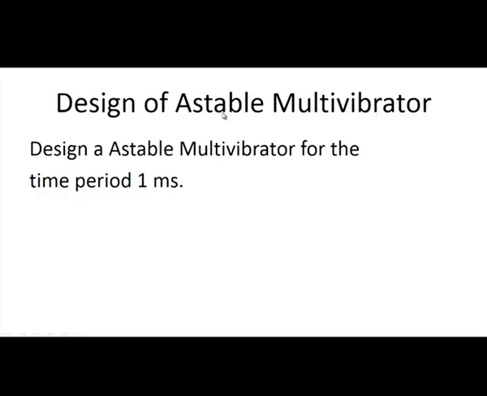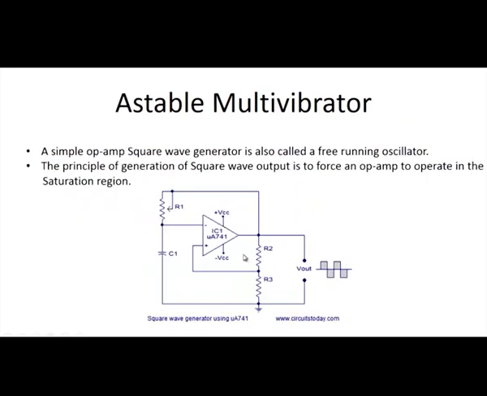So the next is design of an astable multivibrator. The design is for the time period 1 millisecond. Just now we have calculated the time period of the astable multivibrator as T is equal to 2 RC if R1 is equal to 1.16 R2. Now I have considered the resistances, this is R1, this is R2, and the feedback factor is R2 by R1 plus R2.